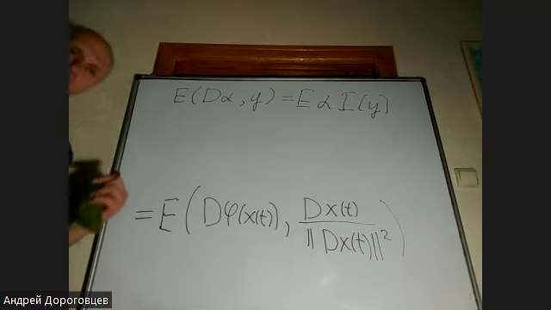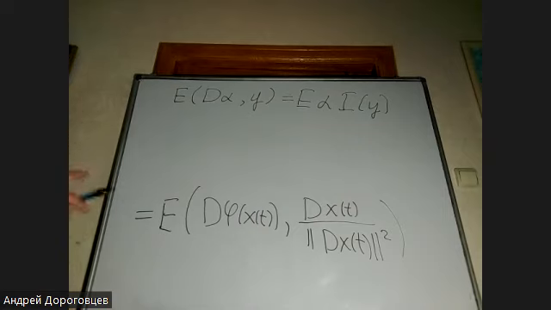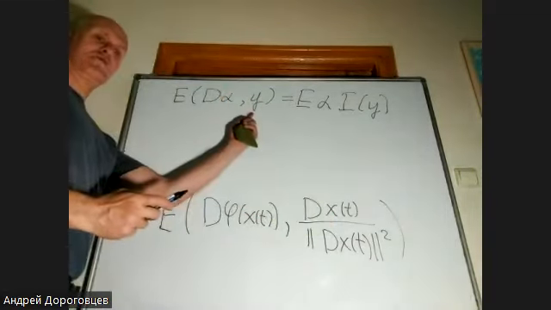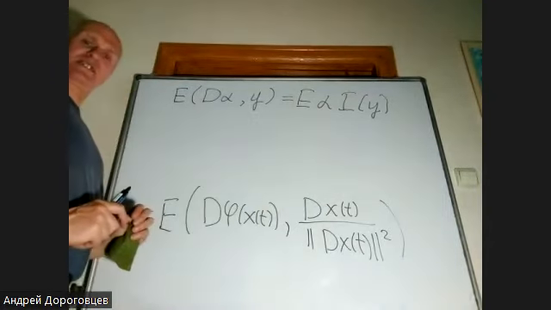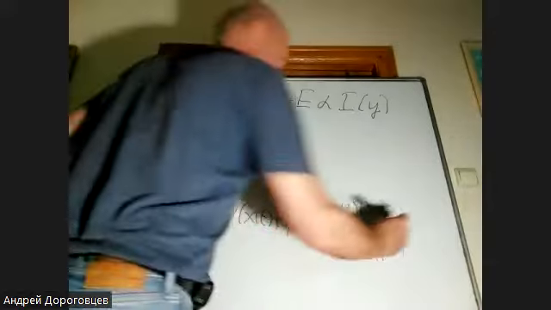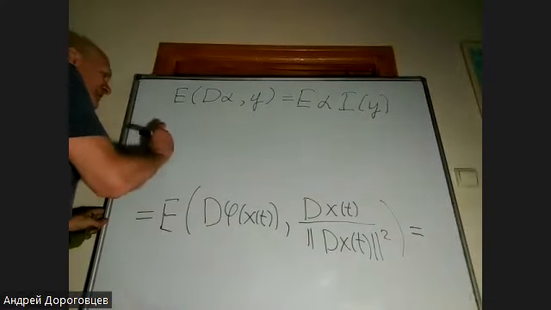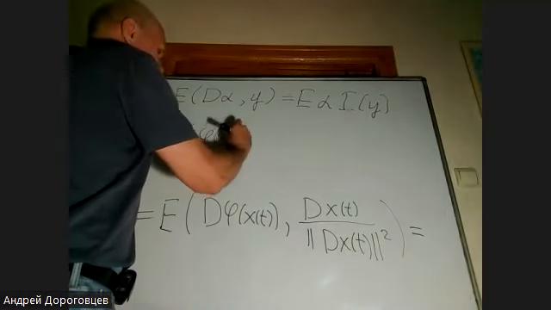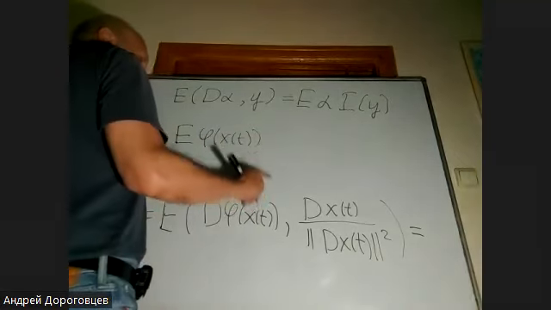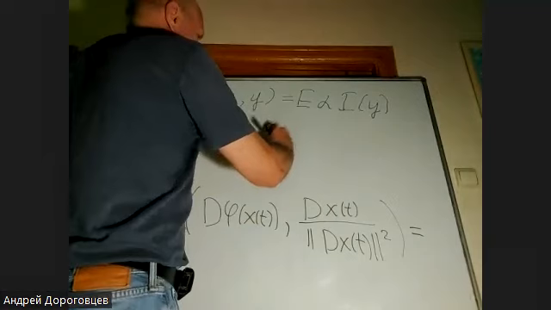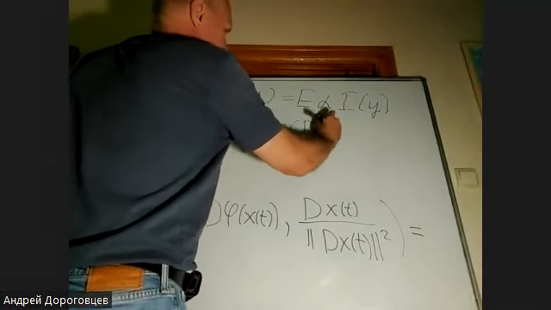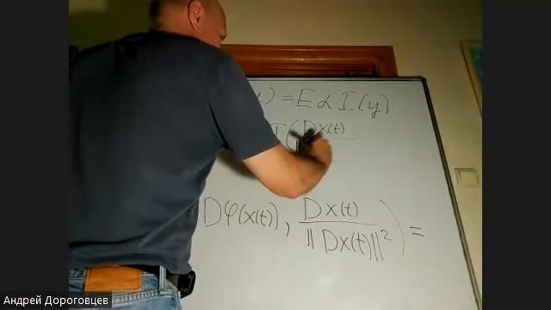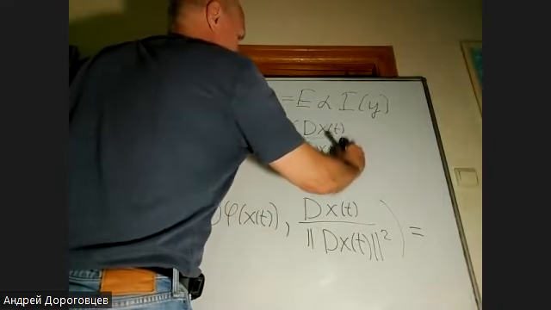So now suppose that we have the situation when this random function, which plays the role of this y, is in the domain of the extended stochastic integral. Then I can continue, and I can finally get the following. This is the expectation of phi of xt multiplied by the extended integral of dxt over the norm of dxt square.